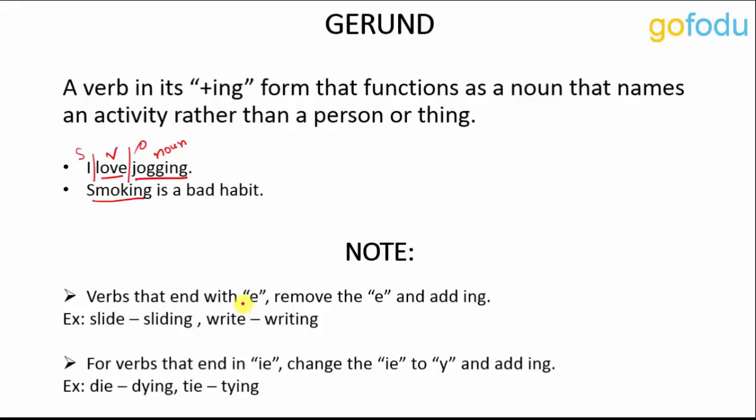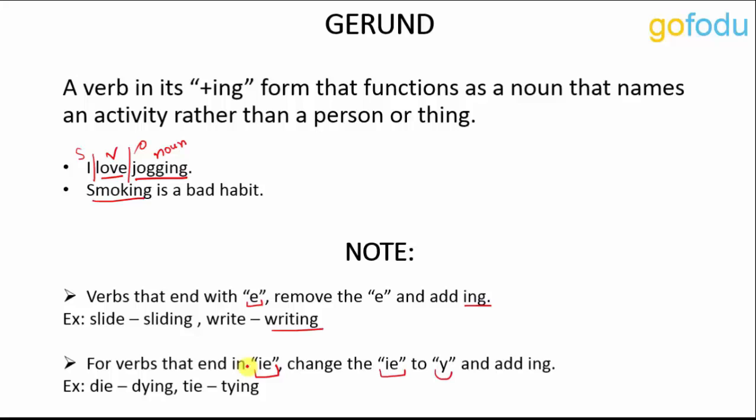When any verb ends with e, what we do is we remove that e and add ing. Like slide, sliding. Write, writing. For example, I can say writing is a good habit. He loves writing. For verbs which end with ie, what we do is we change the ie into y and then add ing. Like die becomes dying, tie becomes tying.